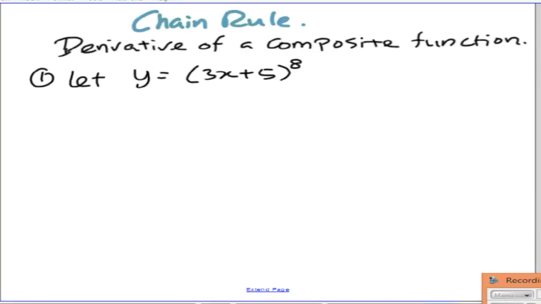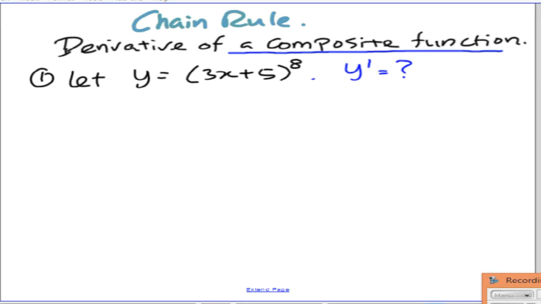Class with Ming. Today we talk about the chain rule. That is the derivative of a composite function. You may be given a question like this: let y equal to this particular thing, and you are asked to find what is the y dash, for example.